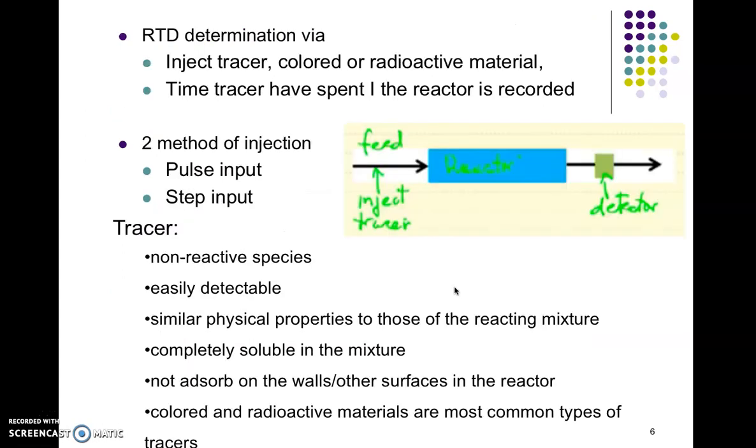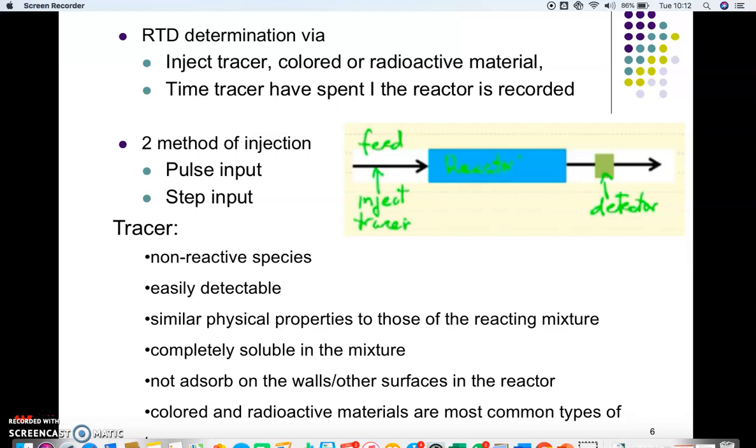For RTD, you can imagine like this figure. You will inject the tracer at the feed. Sometimes they use color or radioactive material. The characteristic of a tracer is that it is a non-reactive species and can be easily detected. It cannot react with the reactor or with the solution in the reactor. Another important characteristic is that it shouldn't adsorb on the wall or surface in the reactor. It is best if it is colored, and radioactive materials are the most common types of tracer.